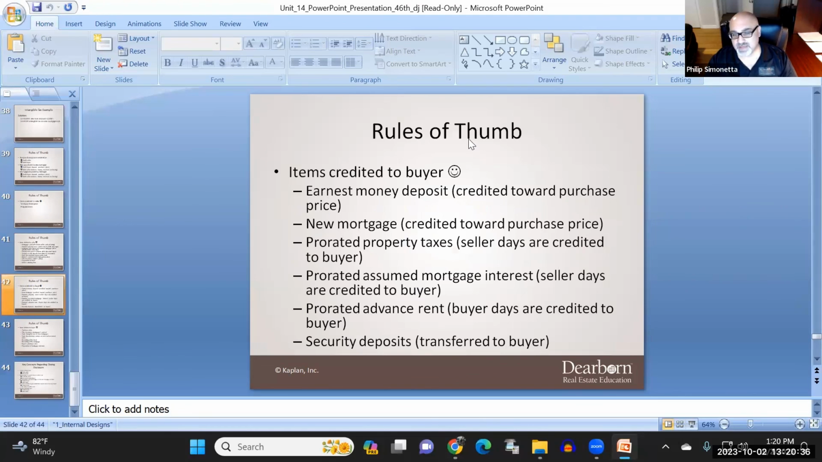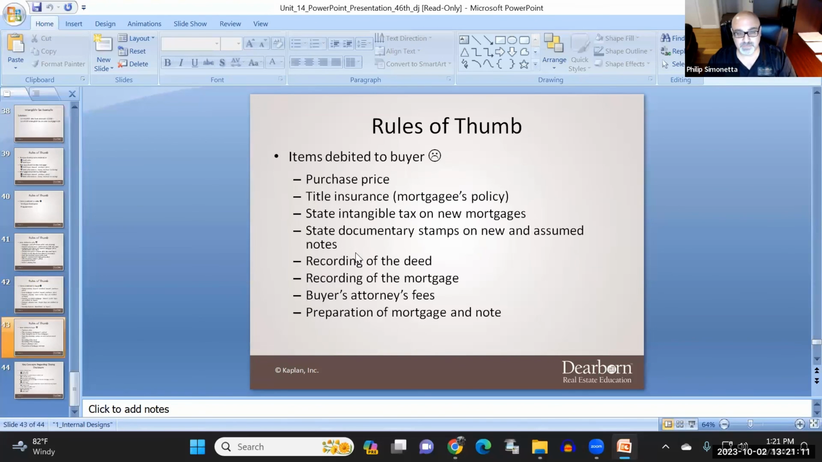Let's look at the buyer side. Items credited to the buyer: any deposit, any earnest money deposit they put down on the house. A new mortgage is a credit to them. Prorated property taxes, right? Any taxes coming from the seller are credited to the buyer. Any prorated mortgage interest, any prorated advance rent coming from the seller, anything that would be going to them. Any security deposits, say it was a rental and they had security deposits on hold, would come over to the buyer. Everything would come to the buyer.